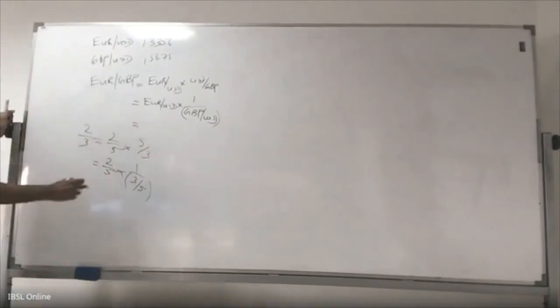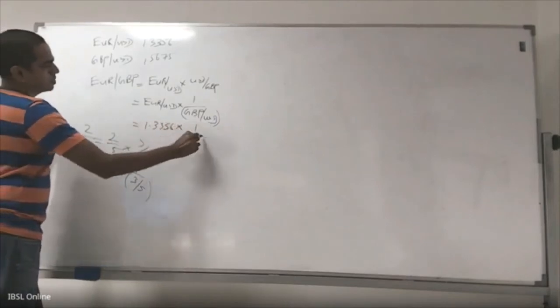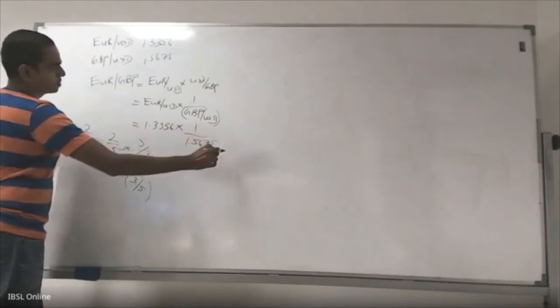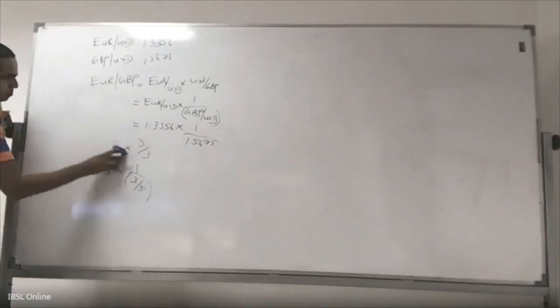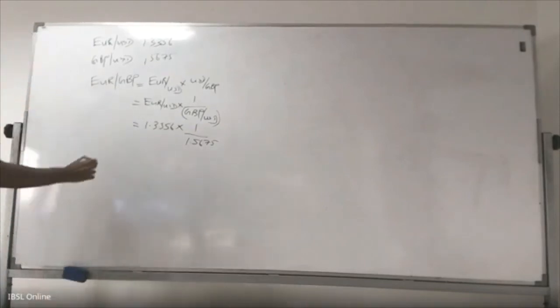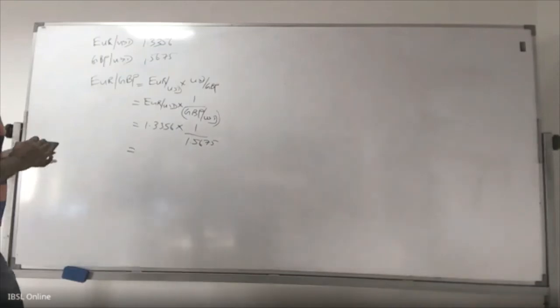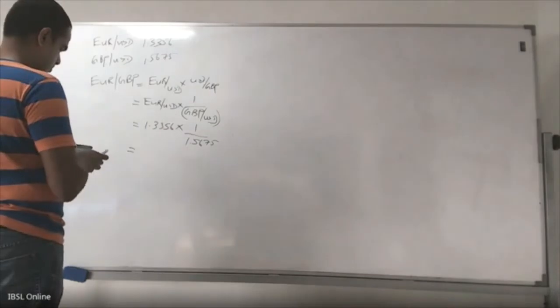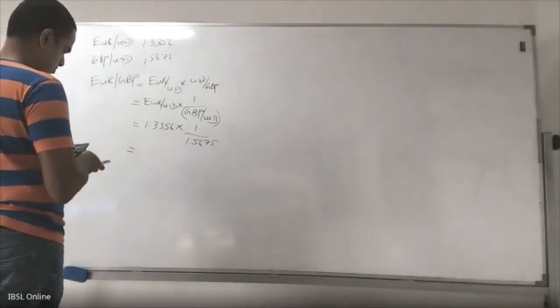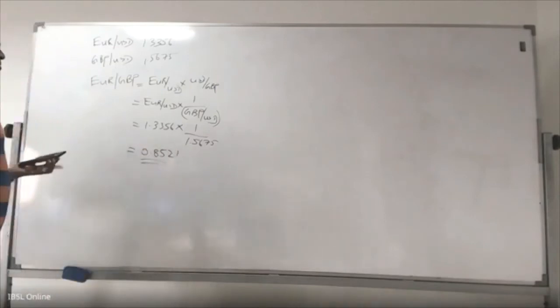Euro dollar 133.56 into 1 over 1.5675. Quite 8521.